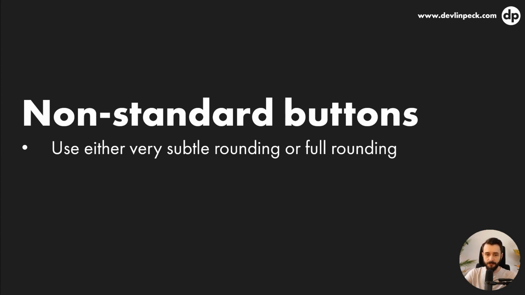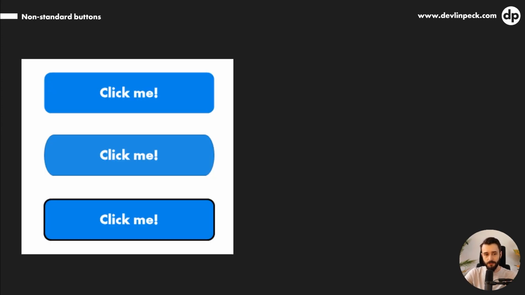So with the buttons, we want to use either very, very subtle rounding on those corners, or we go full rounding so that if you take both halves, it would make a circle. And we want to use either fill or stroke. So the button is filled in with a solid color, or the button is not filled in and there's an outline around the edge of that button. But we don't want to go with both of those things. So these are the buttons that we see a lot in e-learning.